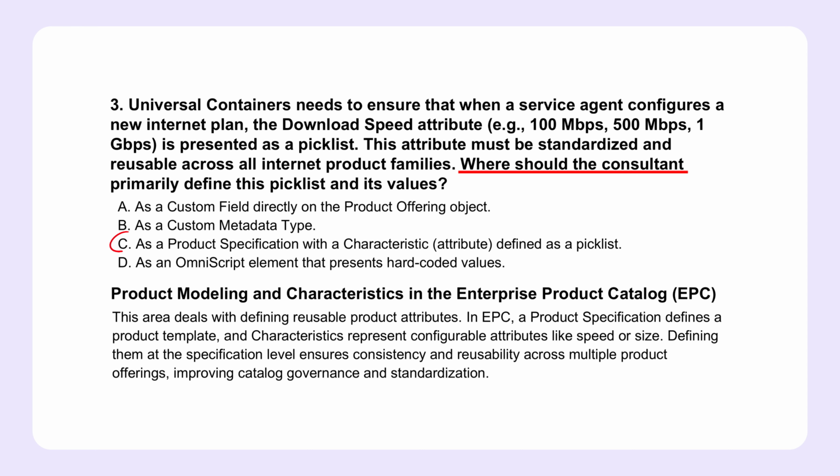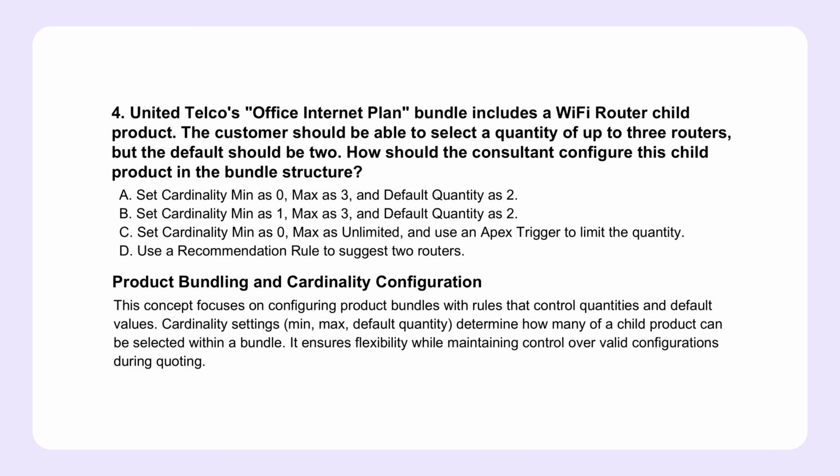And if you ever need to add a new speed tier, you update the specification once, and it propagates across the entire catalog consistently. It's like an architectural defense against data drift and inconsistency creeping in over time. That makes perfect sense. And building on that, let's talk configuration flexibility.